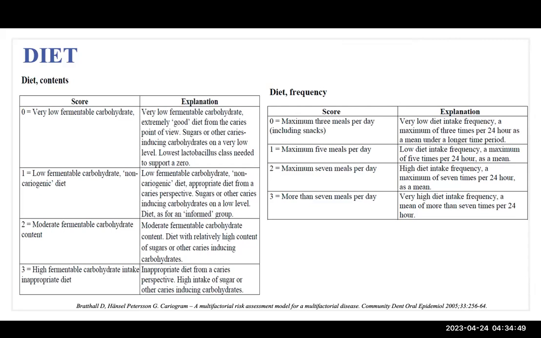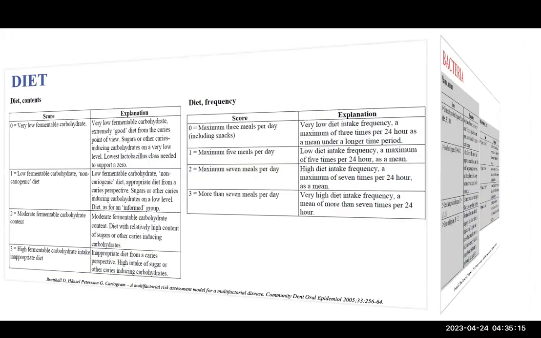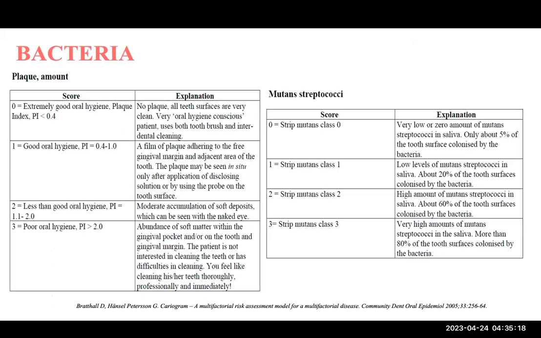In terms of diet, based on the type of diet being used and diet frequency, you have to give the scores. Like very high diet frequency, which is more than 7 times in 24 hours, has been given a rating of 3. And when there is a highly fermentable carbohydrate intake and inappropriate diet, again that has been given a score of 3. Similarly, for the plaque amount and score of mutans streptococci, the scores have been ranked from 0 to 3.